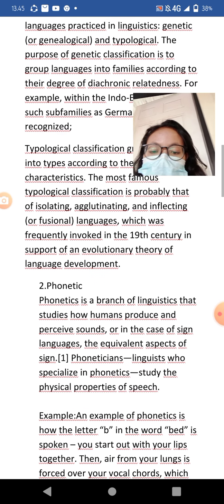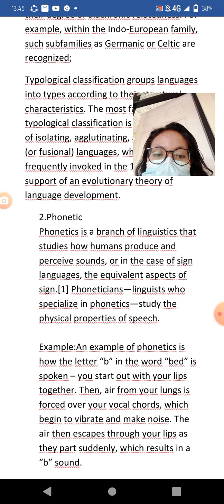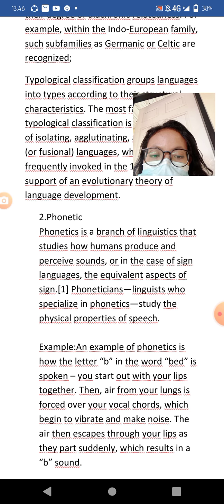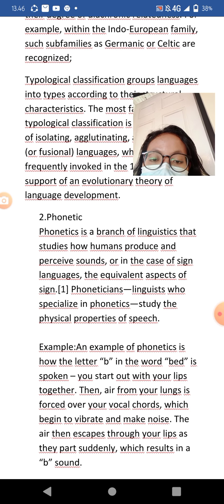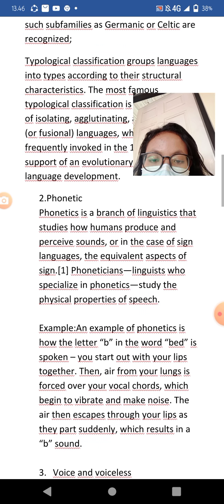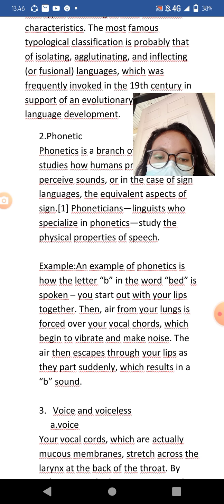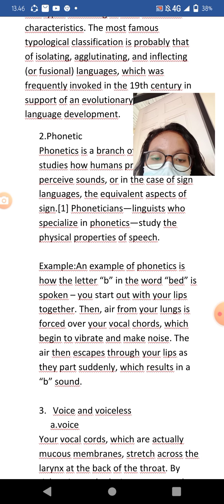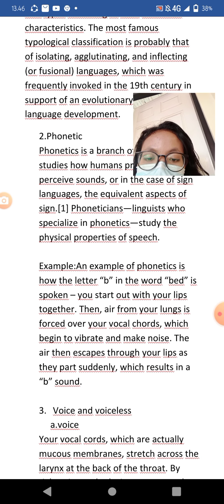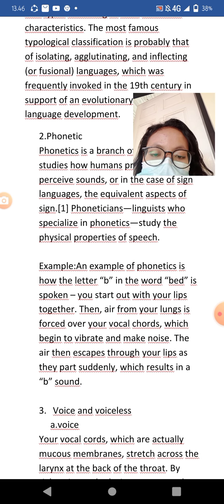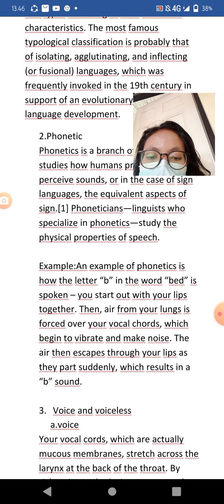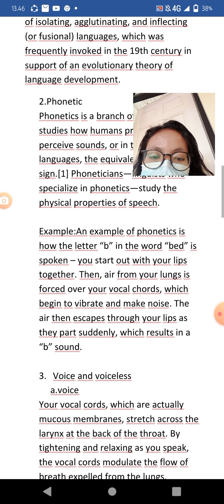Number two, phonetics. Phonetics is a branch of linguistics that studies how humans produce and perceive sounds, or in the case of sign language, signs. An example of phonetics is how the letter B in the word bed is spoken: you start out with your lips together. Then air from your lungs is forced over your vocal cords, which begin to vibrate and make noise.